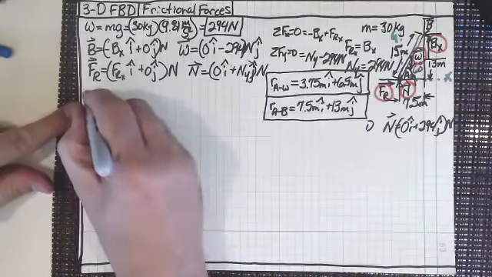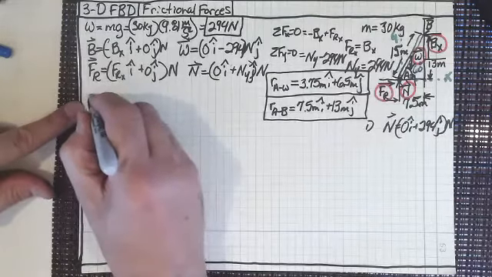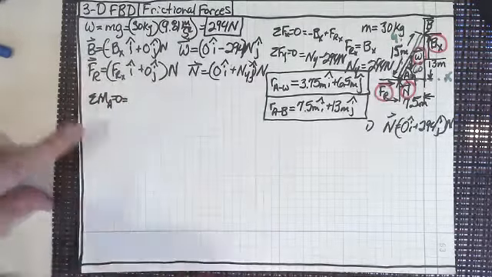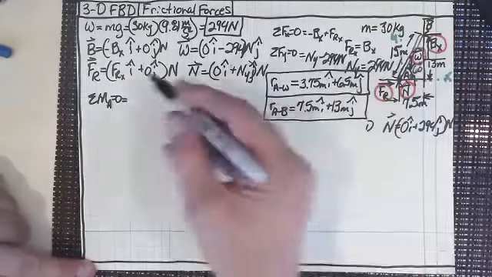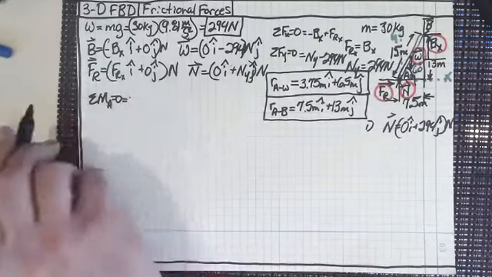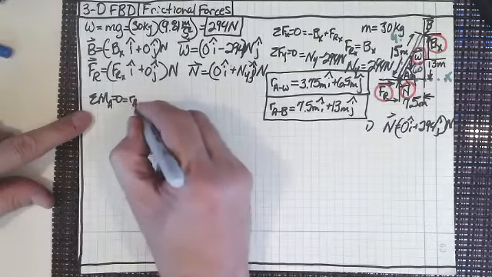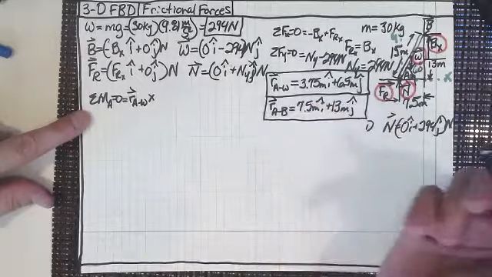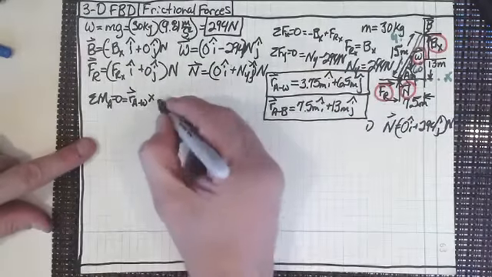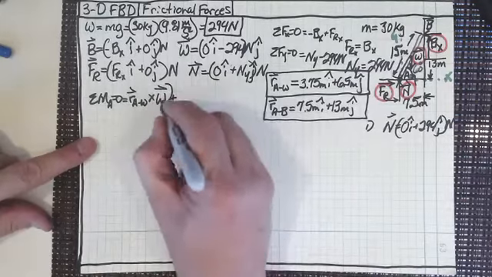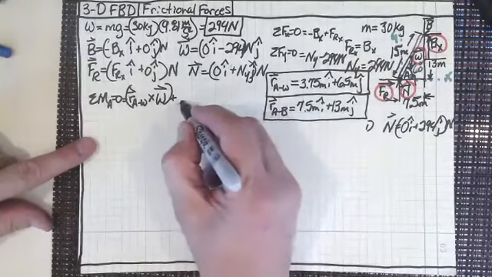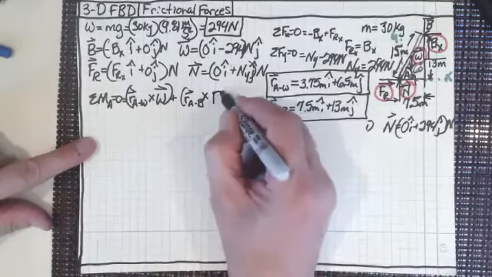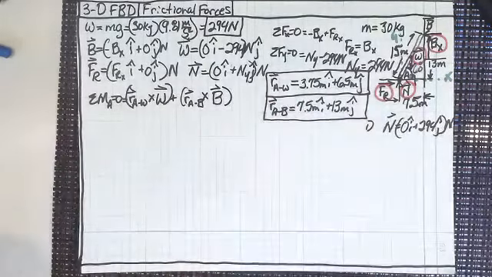Let's do that. So the sum of the moments about A equal to zero are going to be this weight force here, right? So we need the distance to the weight force. I'll write it out: R sub AW crossed with W, I'll put some parentheses around that, plus R sub AB crossed with B, right? And that's got to equal zero.